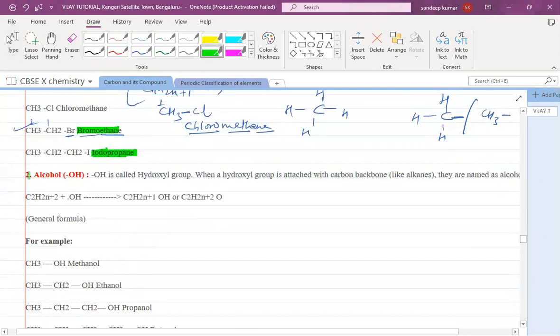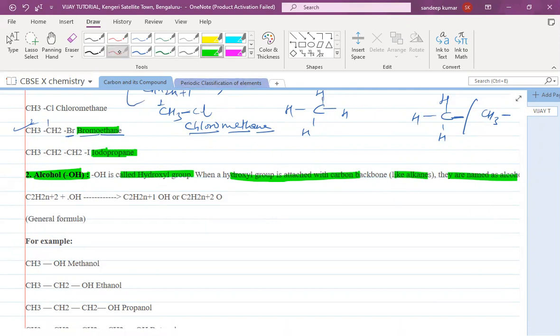Next, we talk about the naming of alcohol. Alcohol is what? OH group. OH is also called the hydroxyl group. When a hydroxyl group is attached to a carbon backbone like alkanes, they are named as alcohols. So what is the general formula of alcohol? ROH. What is R? R is an alkyl group. That is CnH2n plus 1 OH.